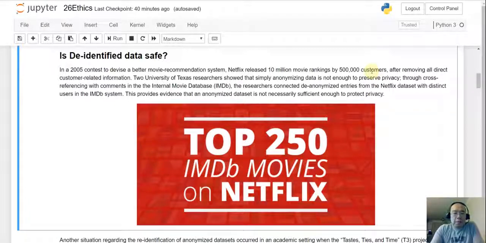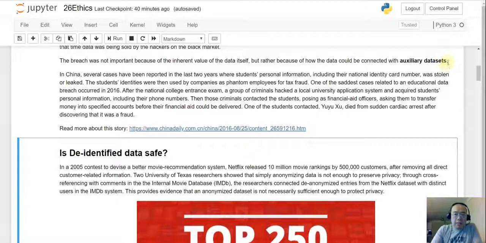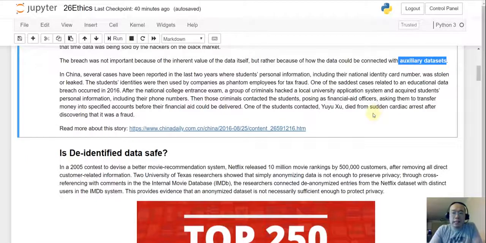And here's an example. In 2005, Netflix released 10 million movie rankings by 500,000 customers. So that is a big data set. And though all the personal information had already been removed, so they are just people's rankings of the movies they had already seen on Netflix. Okay, so it seems this should be easy enough. And again, the problem is not the data itself; it is the auxiliary datasets.